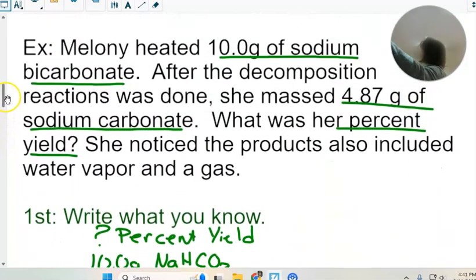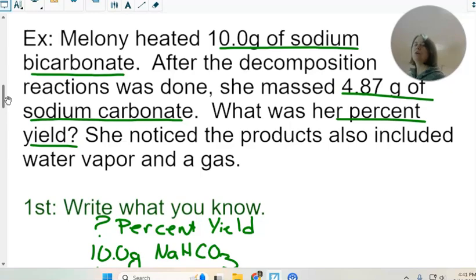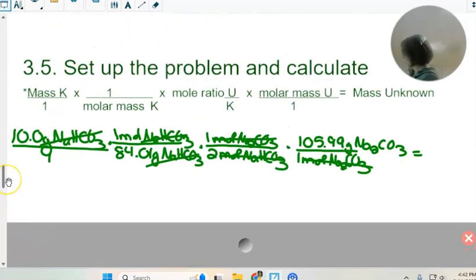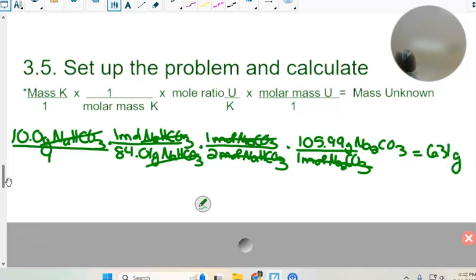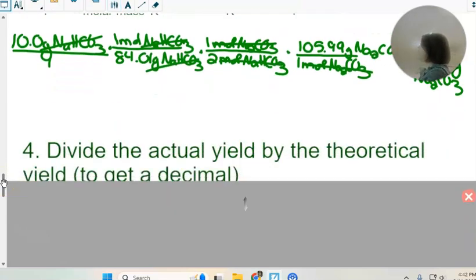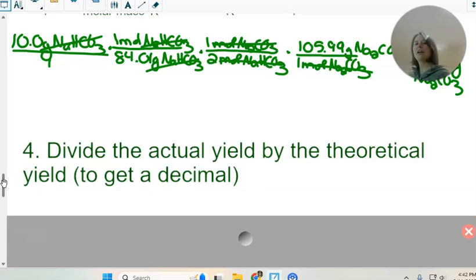Going up to our original quantities, 10.0 has 3 sig figs. 4.87 has 3 sig figs. So my answer to 3 sig figs should be 6.31 grams sodium carbonate. Okay, great. Whew, we got our theoretical mass. We're done. No. Remember, we're trying to get our percent yield.